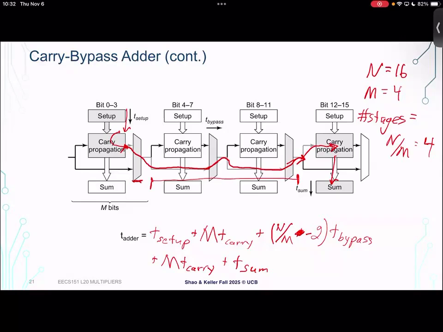So it's T bypass times 2 in this example. If you want, you could do bookkeeping of counting that first mux in there as well, and then it would be n over m minus 1. Other questions?